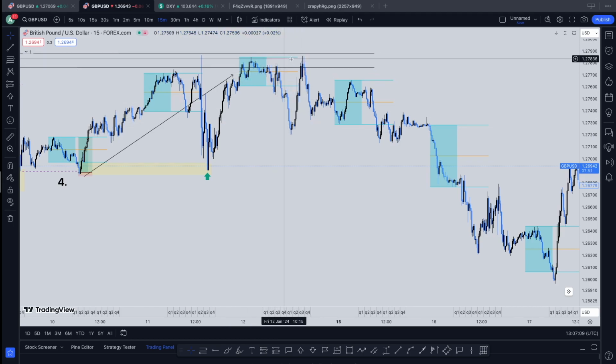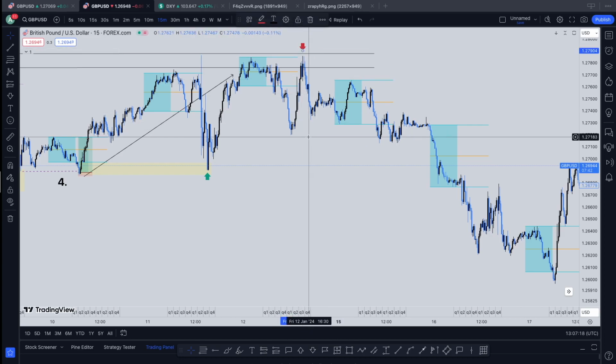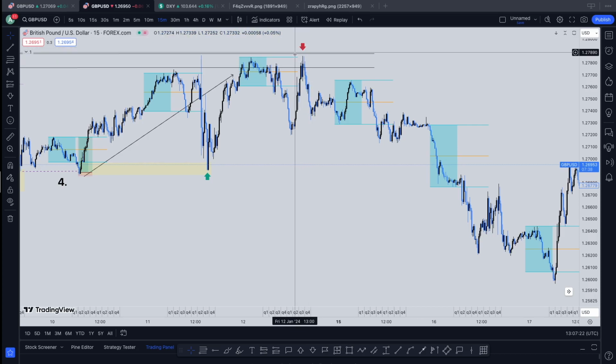Now, this is an entry model that I taught also that will teach you how to get in this exact trade, which is the same day external reversal model. And that is also on YouTube for free. So make sure you watch that video as you will know exactly how we got into this trade here.